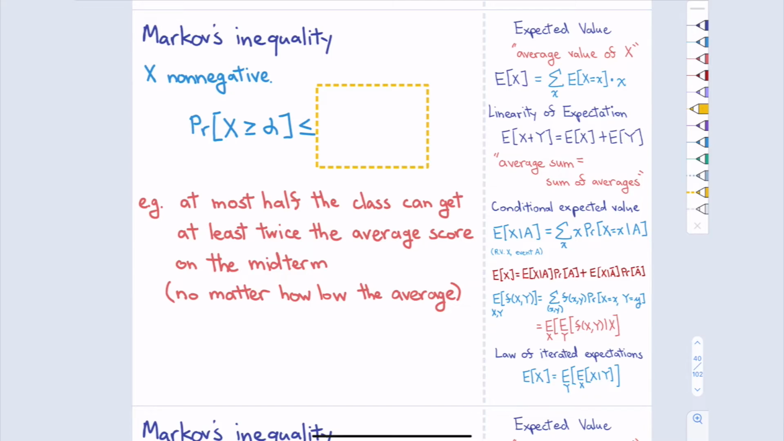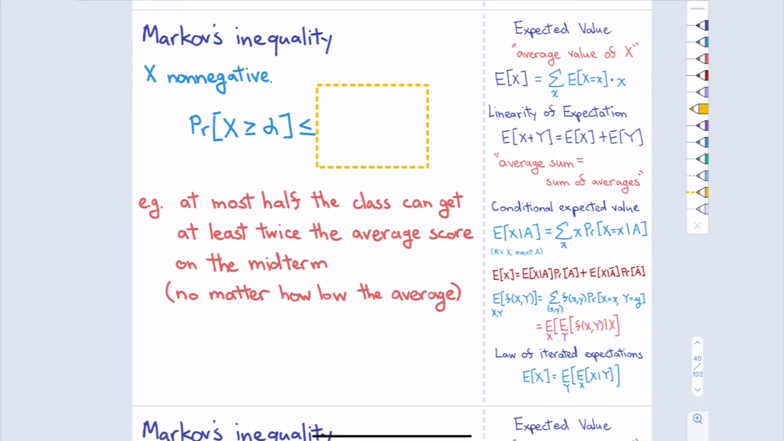The second most important thing after linear expectation that will come up today is what's called Markov's inequality. It only holds for a non-negative random variable x. So here's maybe a fact. Let's look at the scores on the midterm. That's non-negative. You can't do worse than zero.